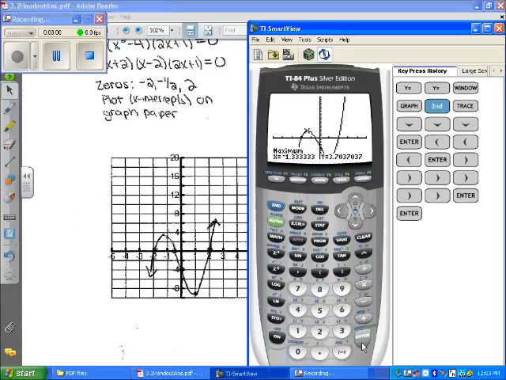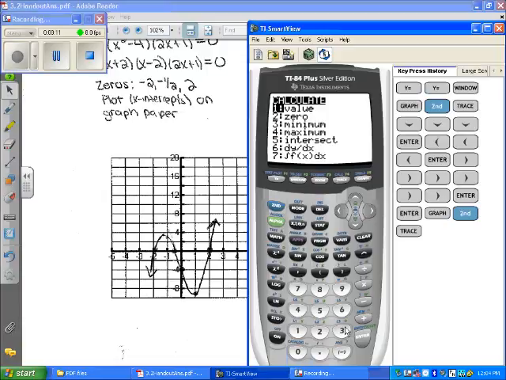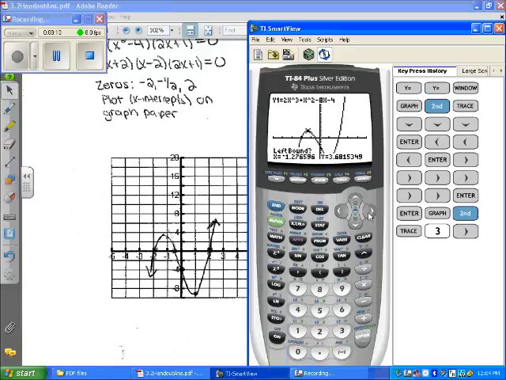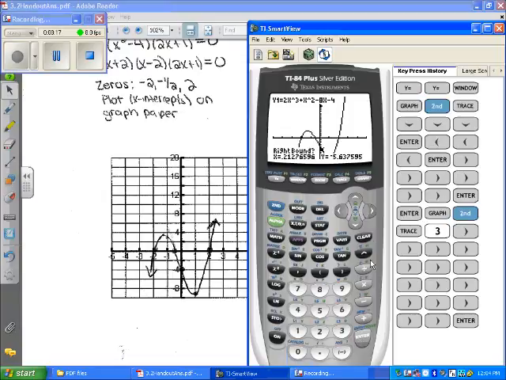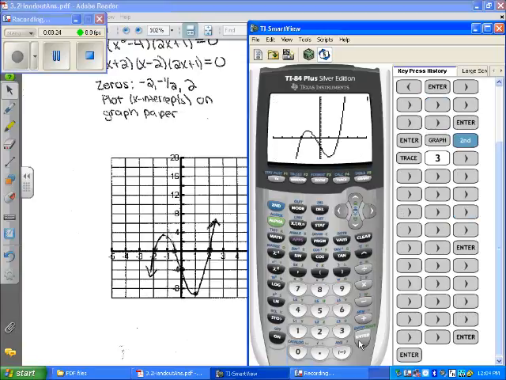Okay, now let's find the relative min. So now we're going to find this min right here. So we do the same thing, except instead of max, we're going to pick min. We're going to go second, calc, min is number 3. And then I'm going to go to the left of this min. So I'm going to arrow over, hit enter. Go to the right. Right bound means go to the right. At the guess I hit enter again, and I get that minimum to be 1, -9. That's my minimum. Okay, let's take this off here for right now.